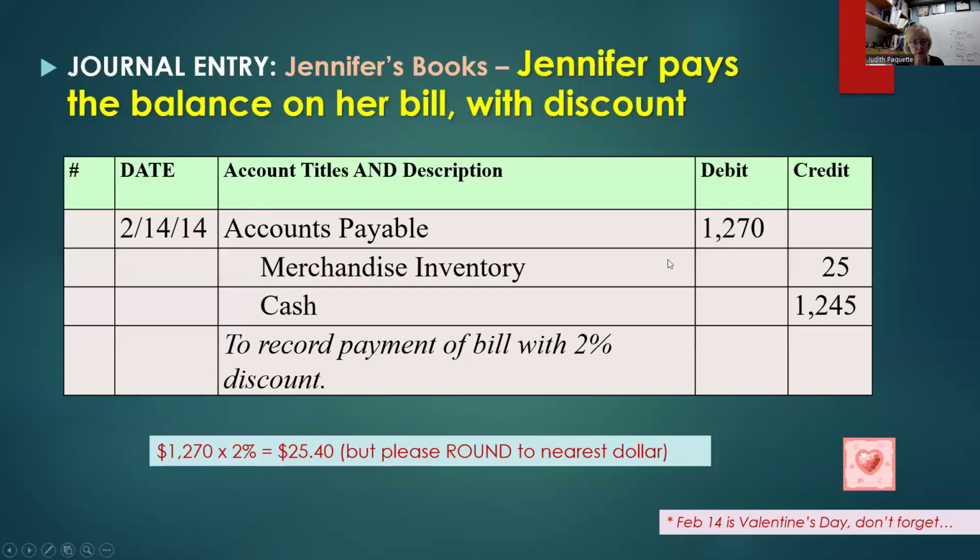Now we're going to debit it. We had a credit balance, now we're going to debit it. Cash is at 98% of 1,270, and we're going to credit merchandise inventory for that 2%. And please don't put pennies in your journal entry, just round. If it's 50 cents or more, round up. If it's less than 50 cents, round down. Okay.